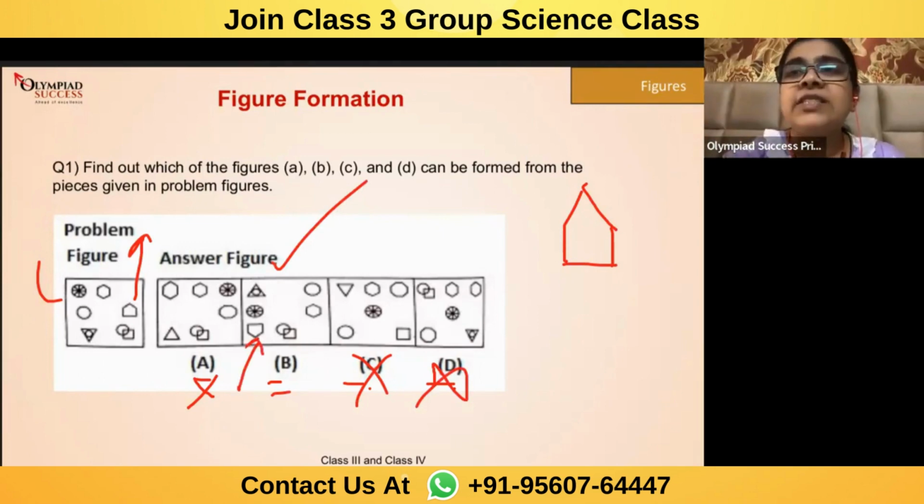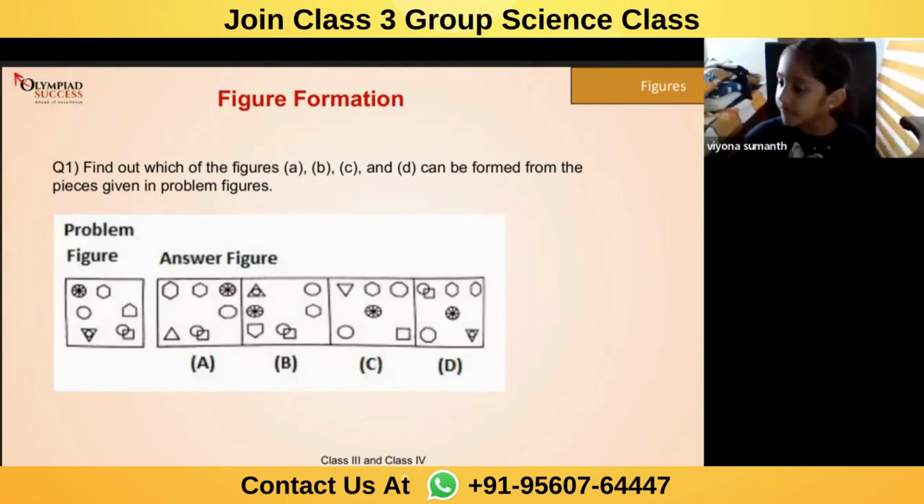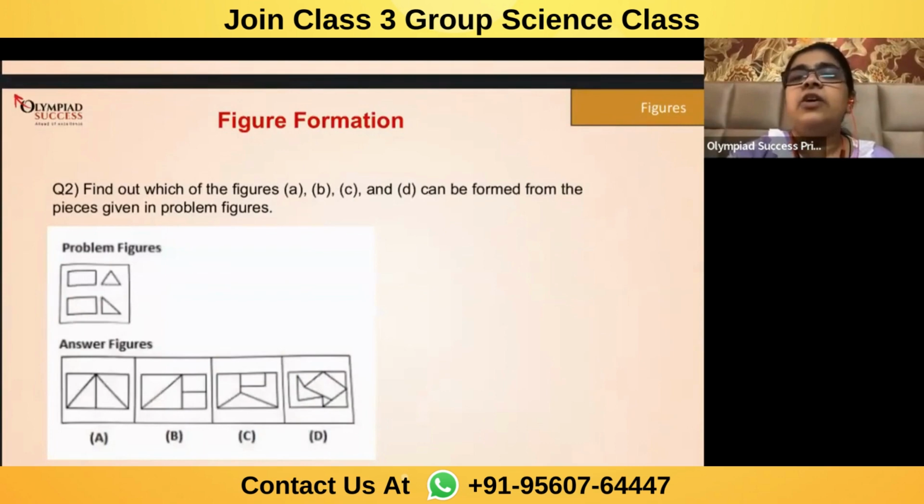That is what we call NPA, Fiona. NPA means nearest perfect answer. That means even if your answer is not exactly correct, it is still close to correct. Okay. And for the second question, I'll give an explanation to all of you right now.